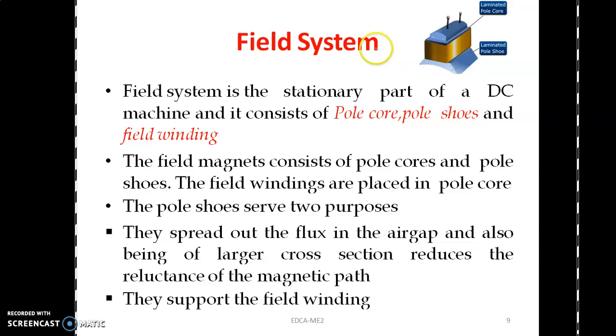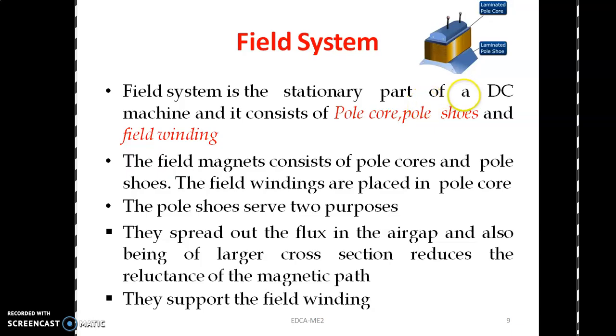Normally in the DC machine we are using electromagnets. Electromagnet means that will magnetize only when electrical energy is supplied. That electrical energy is given through this field winding. Field winding is wound on this pole core, and here one shoe shaped structure is, you can see here, that is not a regular rectangular structure. Here some shoe shaped structure is there.